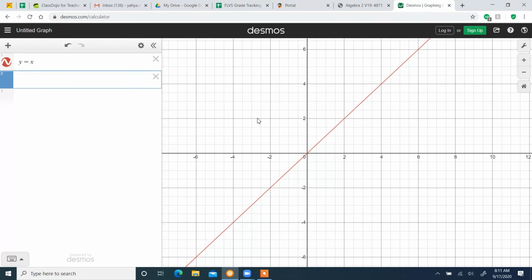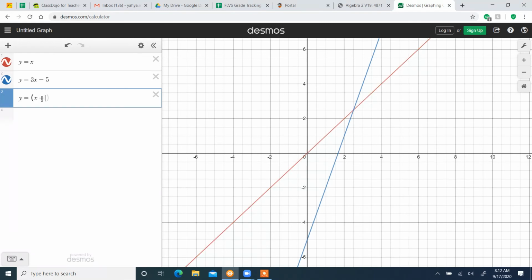So let's plug in the two equations that we just did in the video. So y equals 3x minus 5. Remember, this was one of them, right? So the red line is y equals x, and then the blue line is one of our equations. Now the other one was this one here. I think it was (x plus 5) divided by 3.